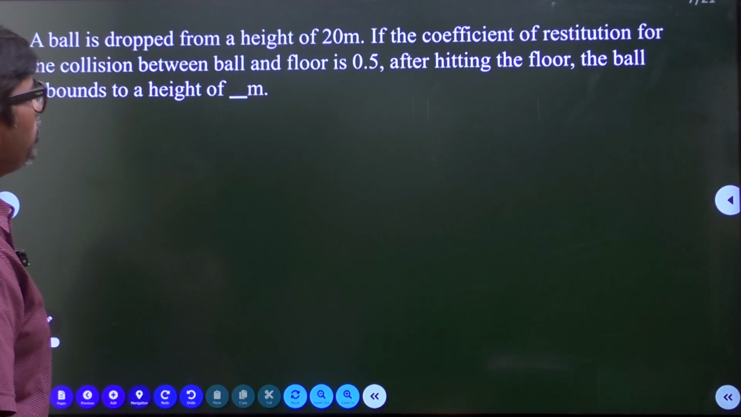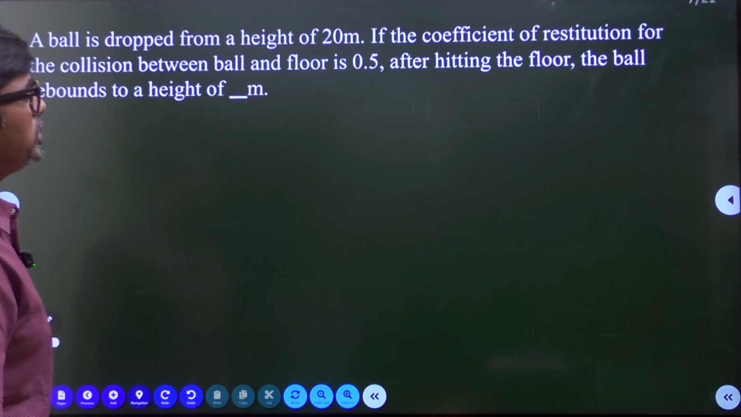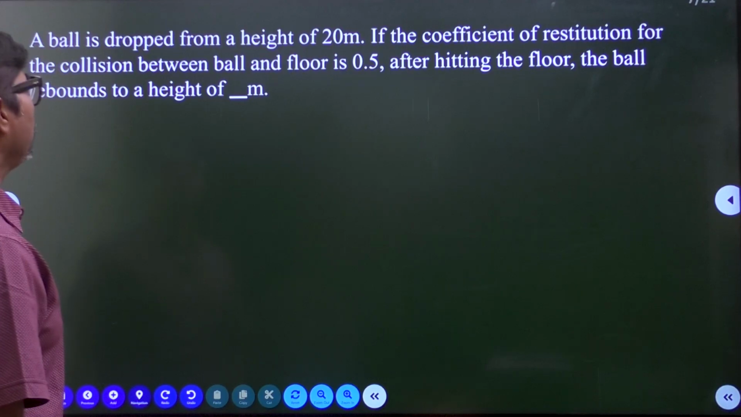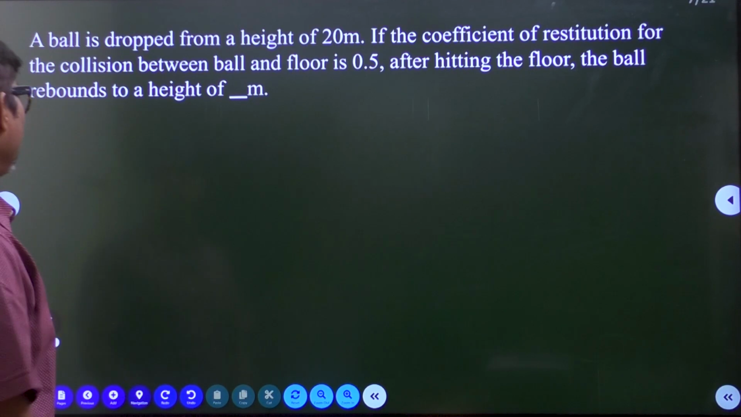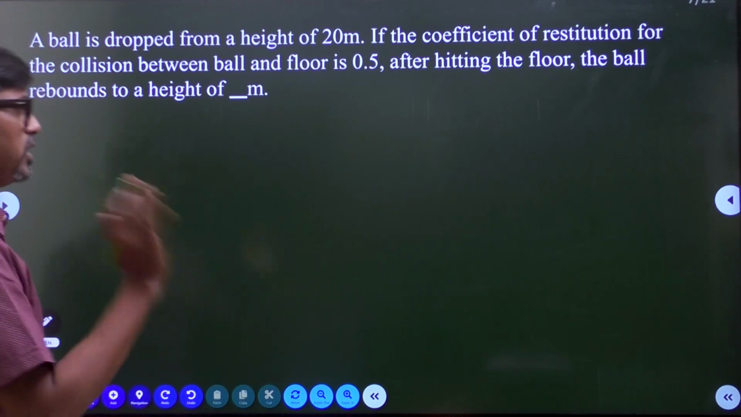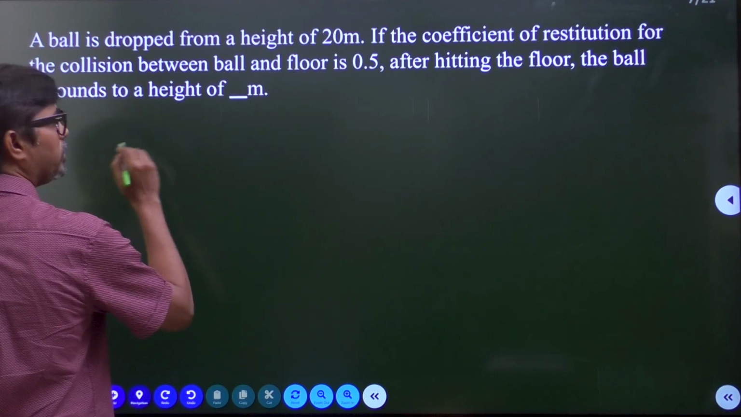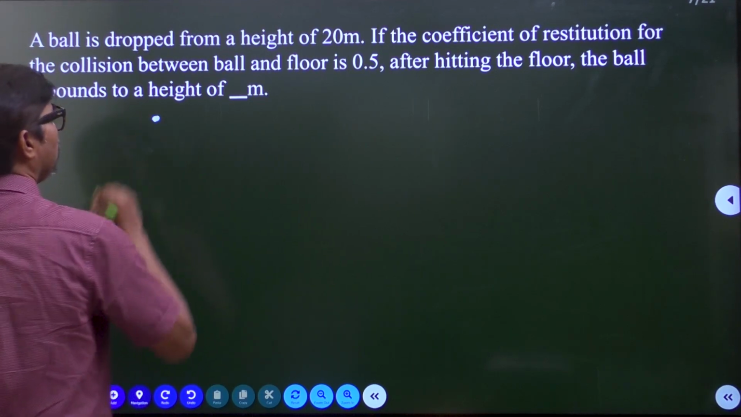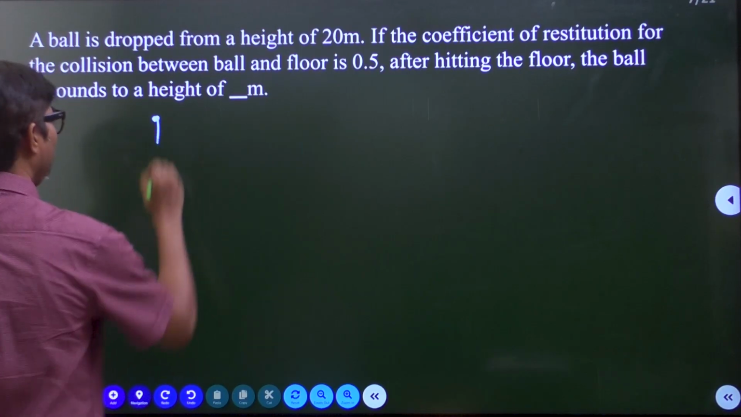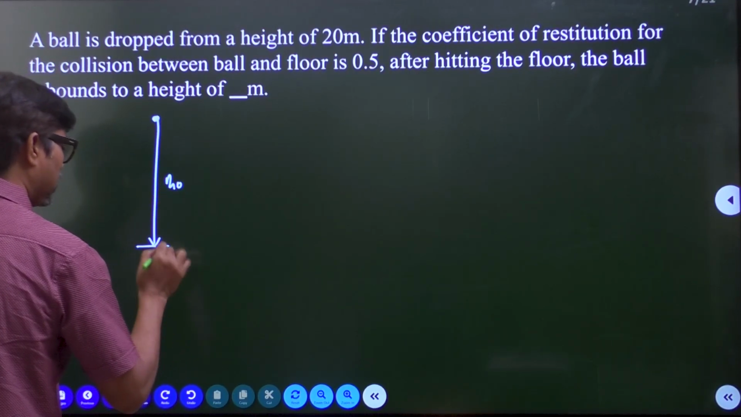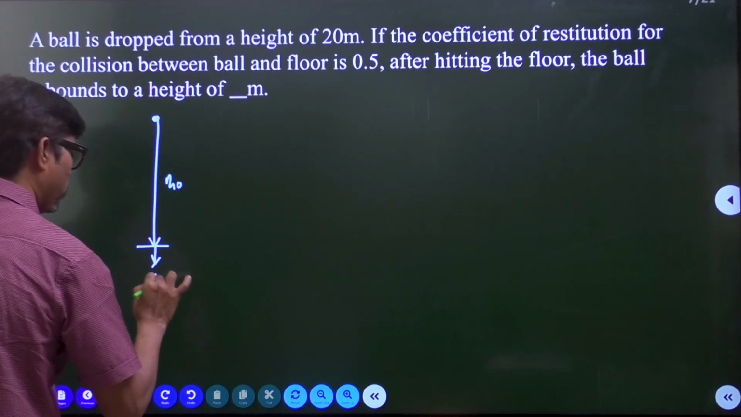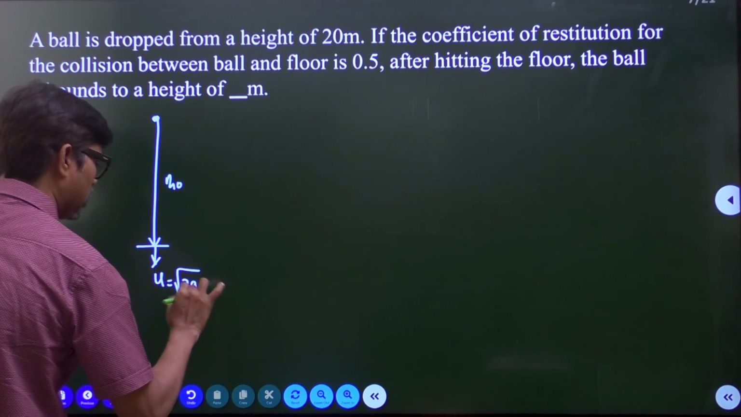A ball is dropped from a height of 20 meter. The coefficient of restitution for the collision between the ball and the floor is 0.5. After hitting the floor, the ball rebounds to the height of? So this is a very important model, which we call Newton's law of restitution. Let us say it is falling down from a height h naught. That means just before hitting, its velocity, let's say u, will be root over 2g h naught.